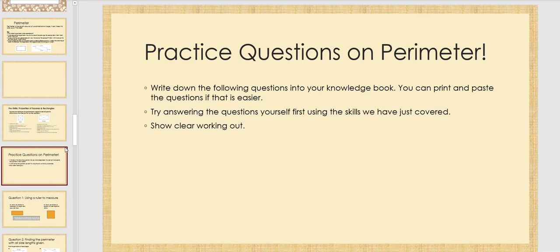Hi, this session is completing some practice questions on perimeter, and just make sure you write down the questions into your knowledge book. You can print and paste the questions if that is easier for you. Try answering the questions yourself first, using the skills we have covered in the previous slides, and please show working out for each question where necessary.